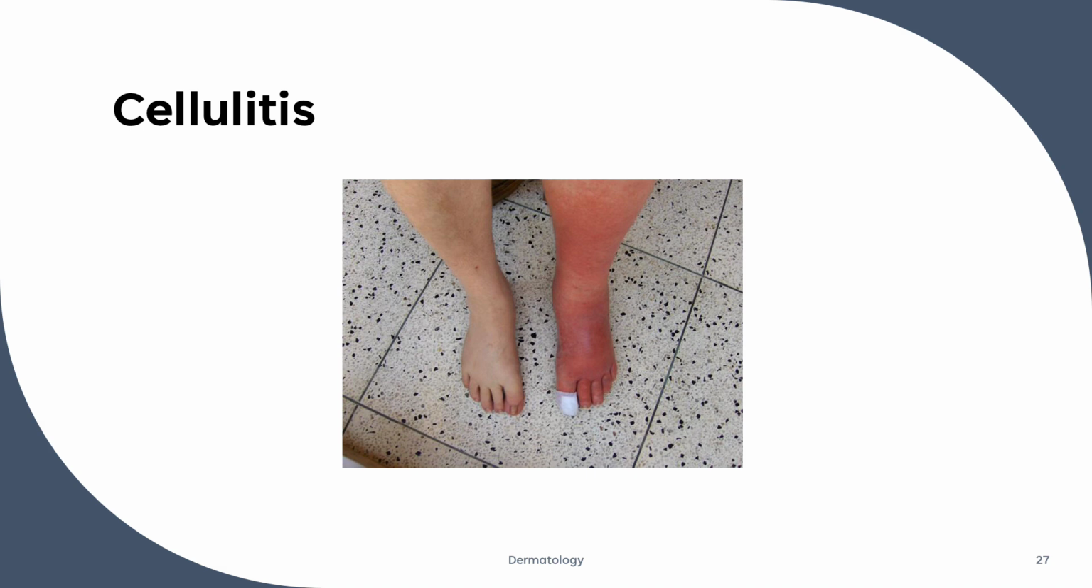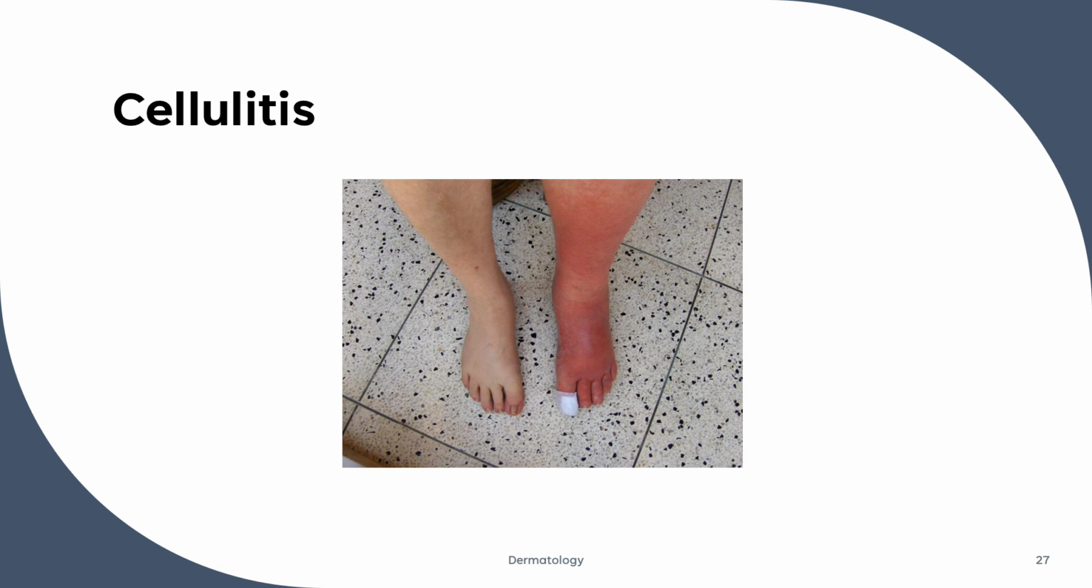So, cellulitis is an infection that affects the deeper layers of the skin and underlying tissues, leading to redness, swelling, and pain in the affected area. In terms of causes, cellulitis is most commonly caused by bacteria, particularly strep and staph. These bacteria can enter the skin through breaks, cuts, or abrasions, making it essential to keep wounds clean and protected. Symptoms include a red, swollen, and warm area of the skin that may be painful to touch.